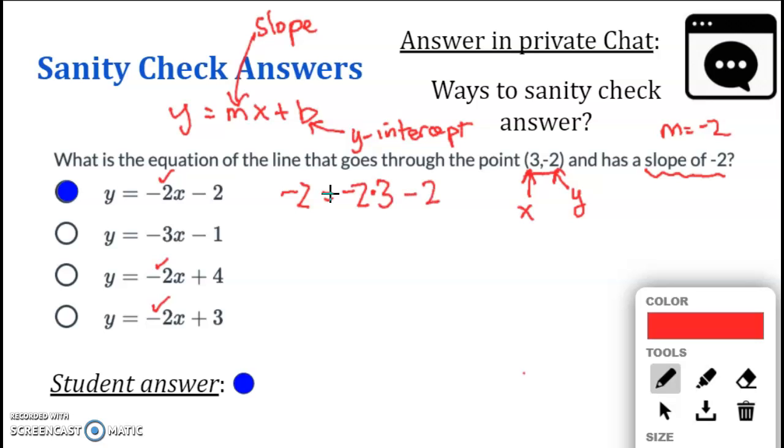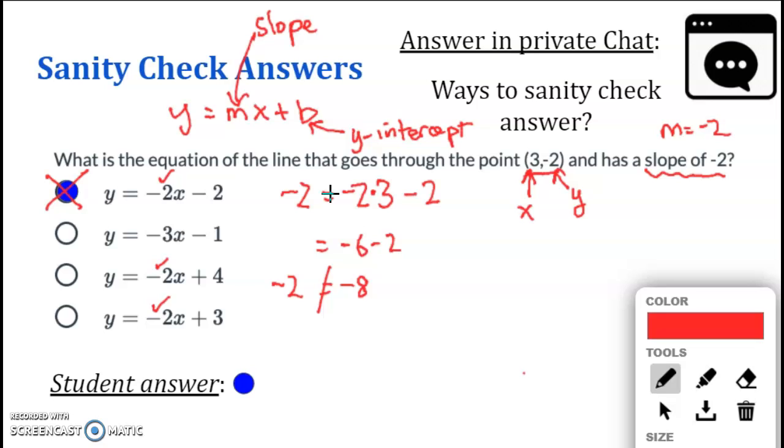Now, is this going to come out as true? -2 times 3 is -6, minus 2. What's -6 minus 2? It's -8. And -8 is not equal to -2. Okay, so that's how we know that -2 is simplified already, so we just need to keep simplifying the more complicated side until we come up with the same answer, and we do not. That means this point does not go through this equation, so this cannot be correct.